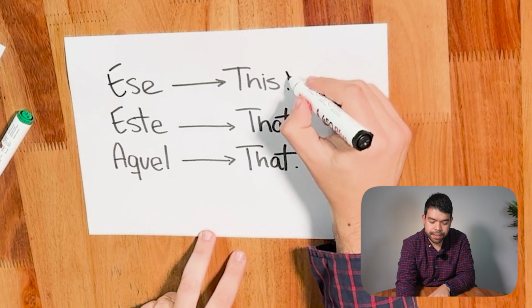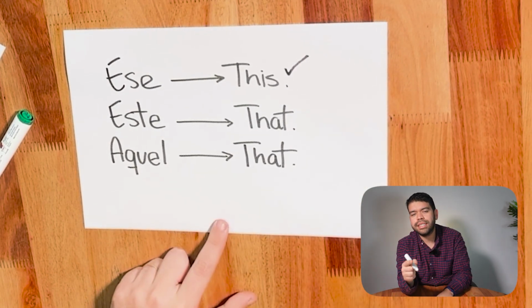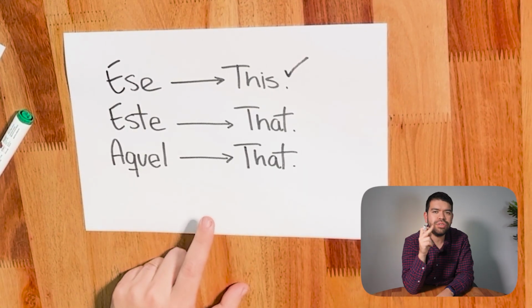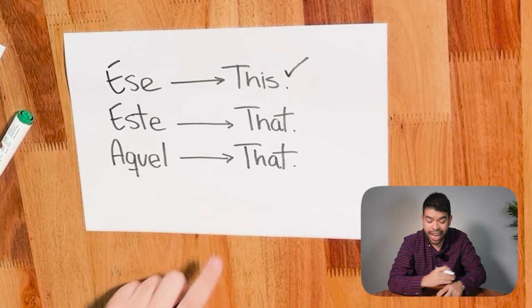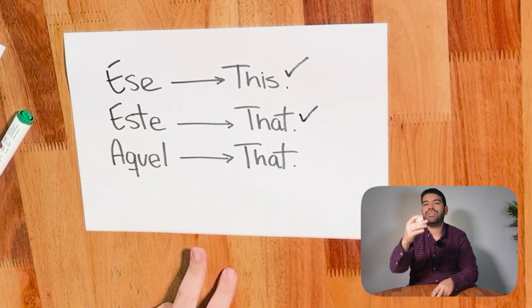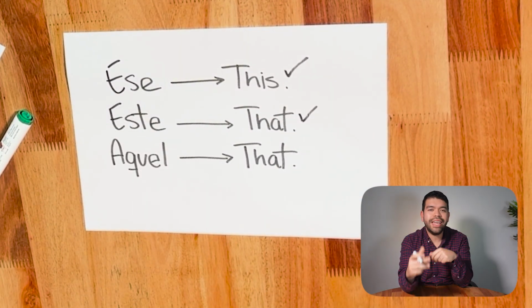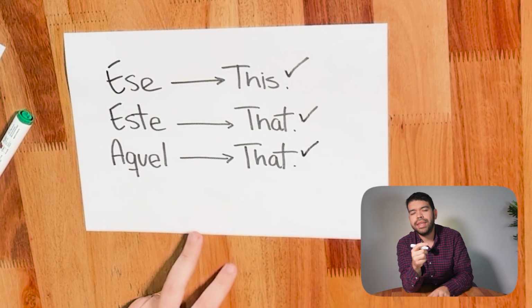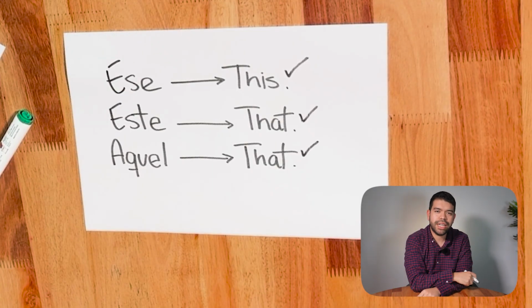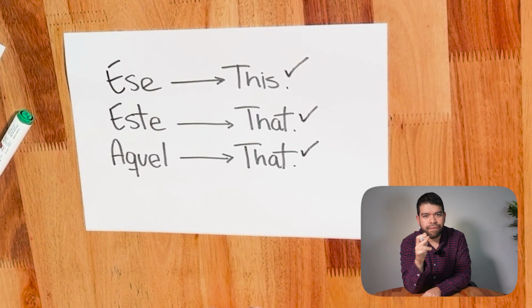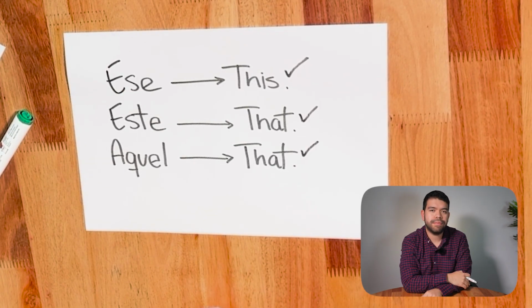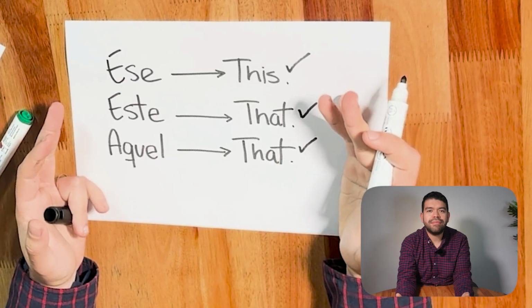Este means this, and it's used to talk about things that are close to you. Ese means that, and it's used to talk about things that are near, especially if they're closer to whoever you're talking to. And finally, aquel also means that, and you should use it to talk about things that are farther away, all right? Especially if they're far from you and from the person you're talking to. There you have it. Much easier than you thought, isn't it?